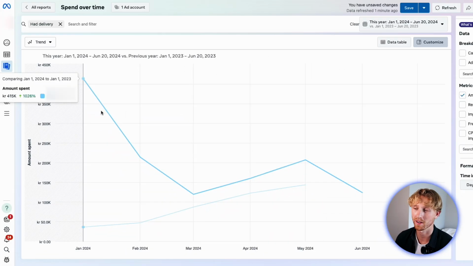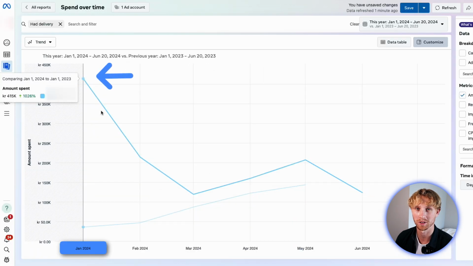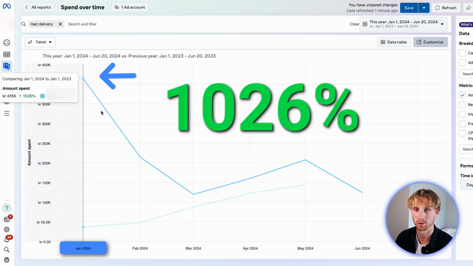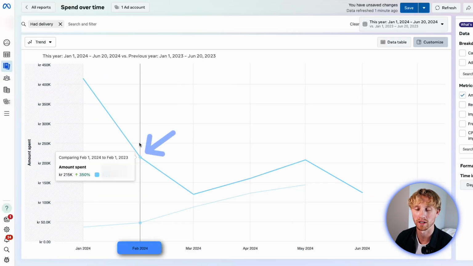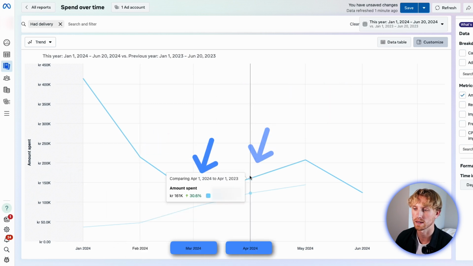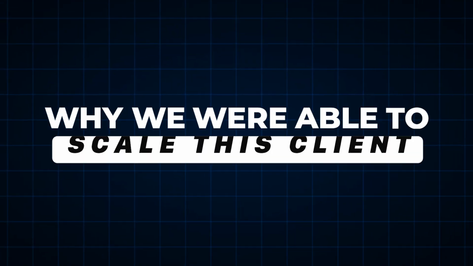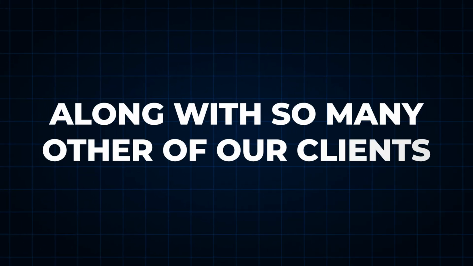What you're looking at right here is one of our clients, and as you can see, we have been able to increase their ad spend for January 2024 compared to last year by 1026%. For February, we increased it 350%, and as you can see, we have continued to increase the spend compared to last year. And in this video, I'm going to give you the key reason why we've been able to scale this client along with so many other of our clients.